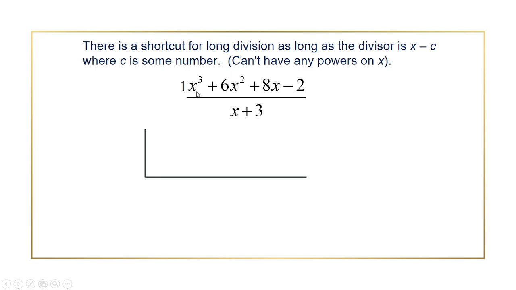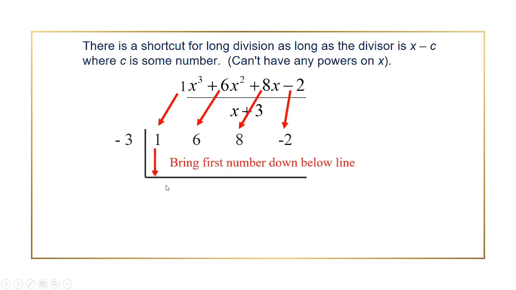Remember the same problem when we divide x cubed plus 6x squared plus 8x minus 2 by x plus 3. This time we will use the shortcut method, the synthetic division. Okay, first, get the test 0. So why negative 3? Because from x plus 3, it becomes negative 3 when we equate it to 0. Then we write the numerical coefficients in a row. So we have 1, 6, 8, negative 2.